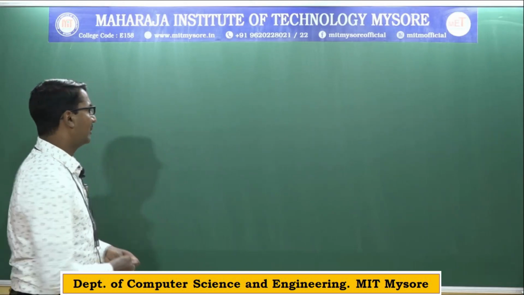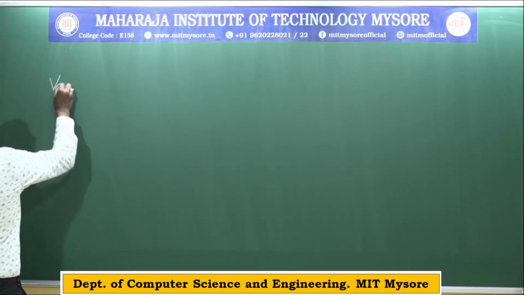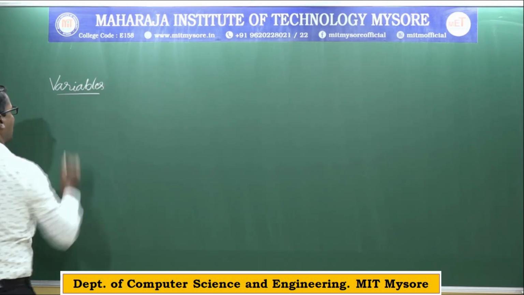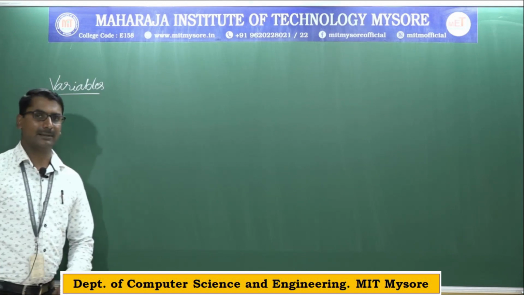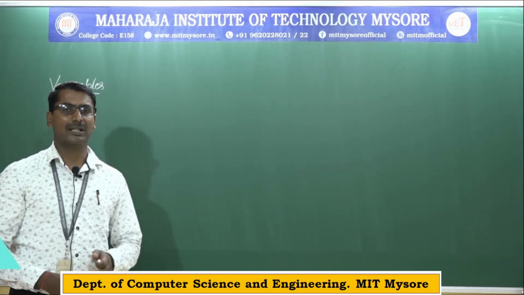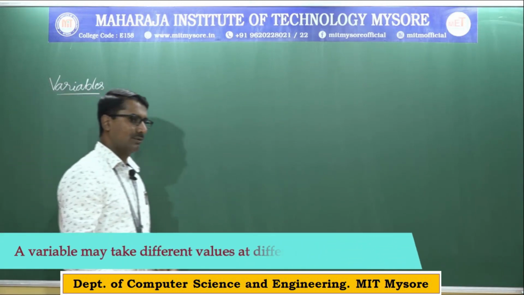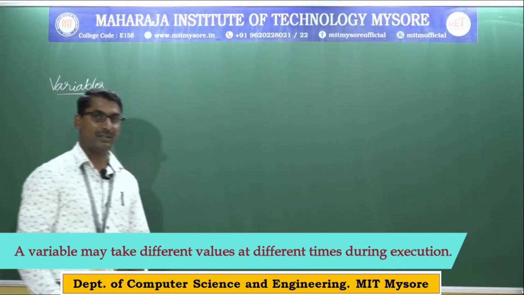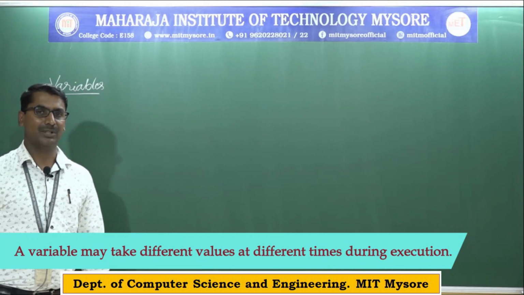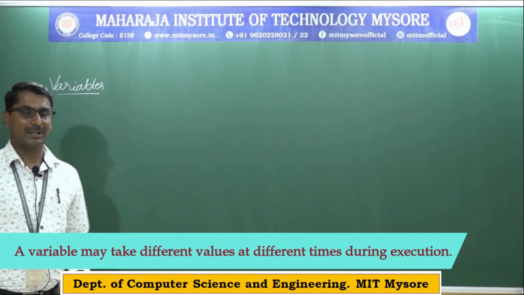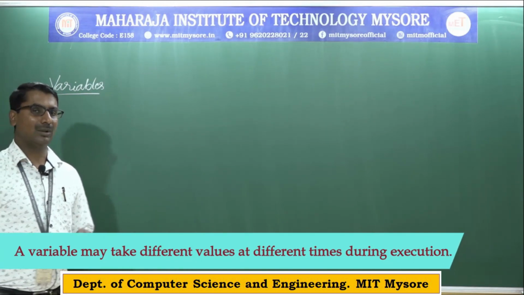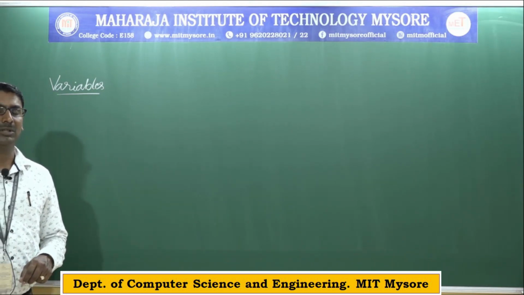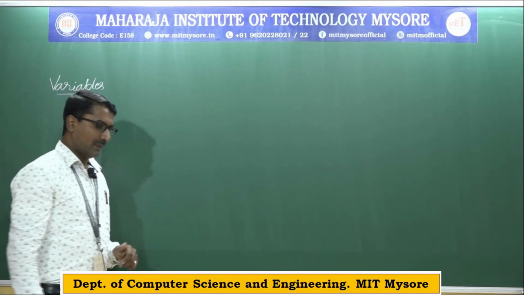So in this session we are going to discuss variables. Variables mean the name given to the data value. Whatever data you store in the computer, or the values we need to store during the program execution, must be stored in some location. Giving a name to the location is called a variable. So a variable is a name to the data value.